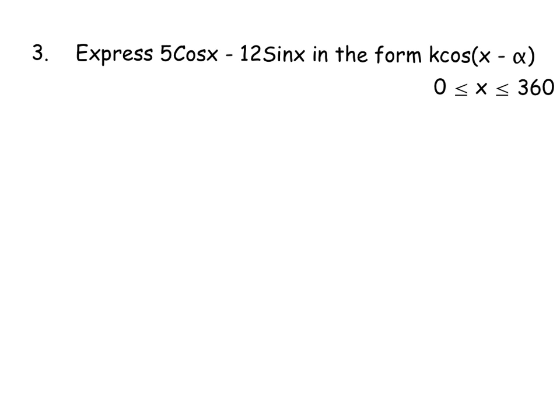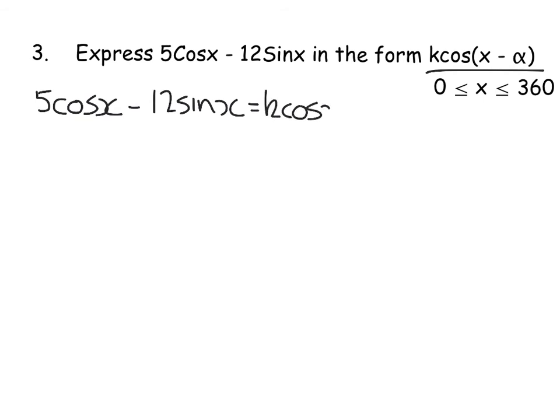So example 3. You notice the only difference is we have a negative in the equation now, but we still do everything else the same. So we start with 5 cos x minus 12 sin x equals, and we're going to expand our cos, so that gives us k cos x cos alpha. And then when the minus turns to a plus, k sine x sine alpha.